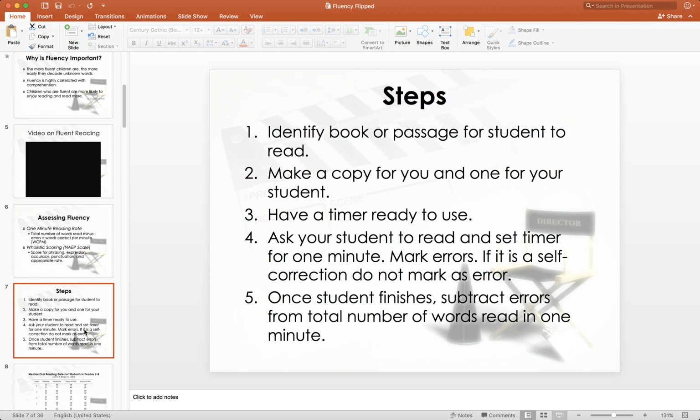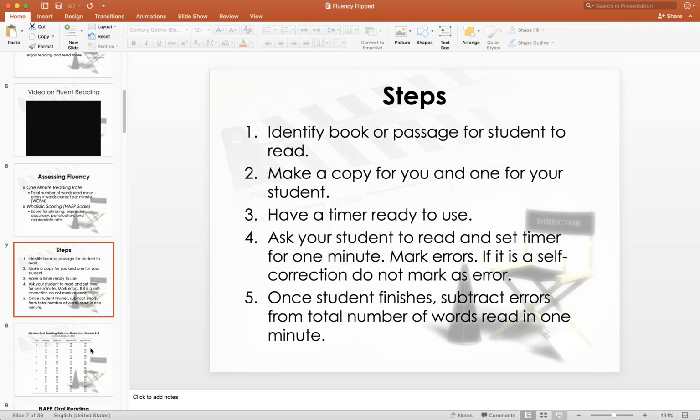So first you would identify a book or a passage for the student to read. Make a copy for you and one for your student. Have your timer ready, and then ask your student to read and set the timer for 1 minute. Mark the errors. If it's a self-correction, it does not count as an error. Okay, and then once the student finishes, subtract the errors from the total number of words read in 1 minute.